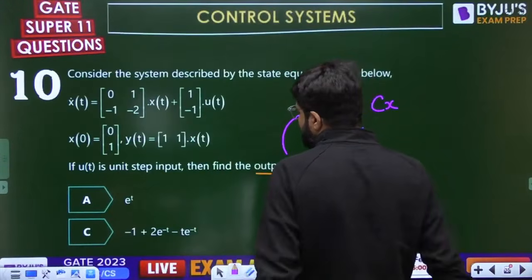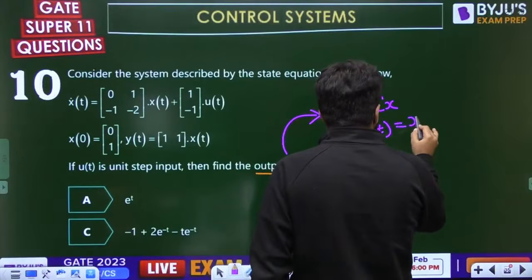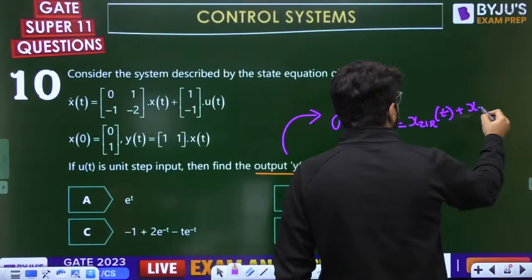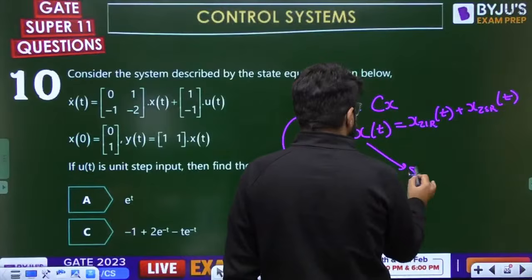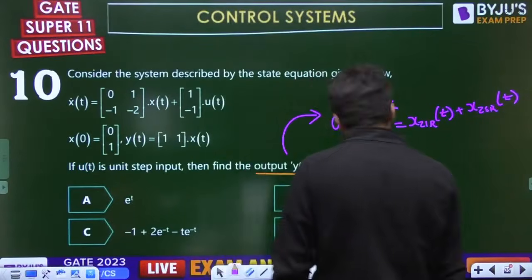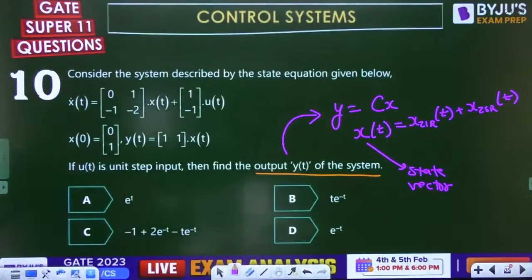How to obtain the X? X(t), that is the state vector, is first obtained in the zero input condition and then obtained in the zero state condition. It is obtained in 2 forms. X(t) is known as the state vector. Let's find the ZIR as well as the ZSR both.